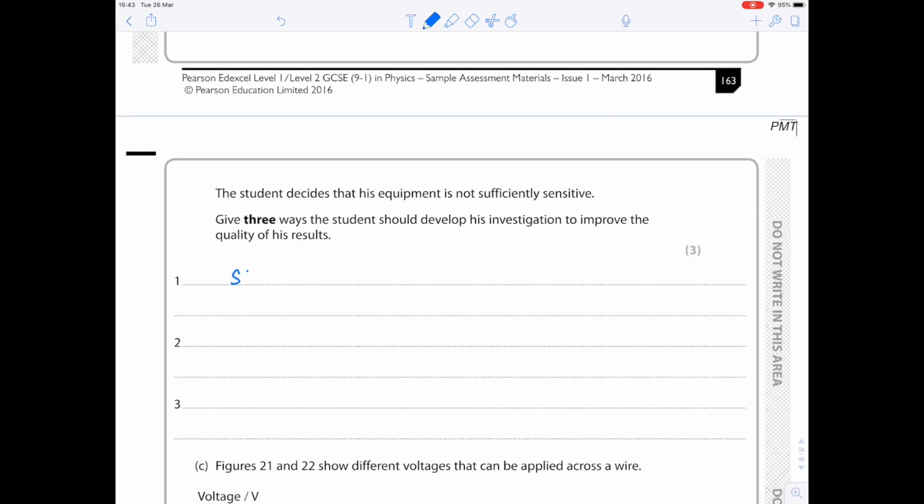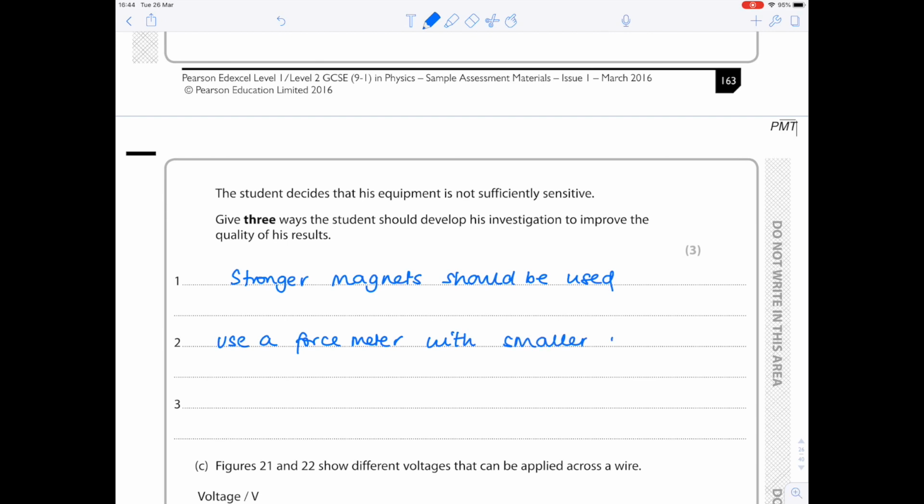As I've said, use stronger magnets, use a better force meter, so use a force meter with smaller range of readings. And the last thing they could do, which would also increase the reading, as well as having stronger magnets, you could increase the current in the circuit.